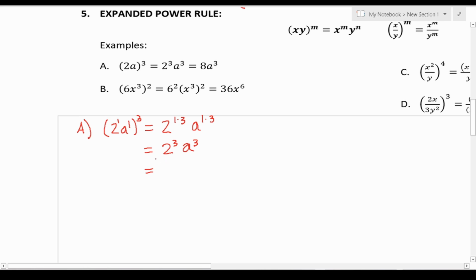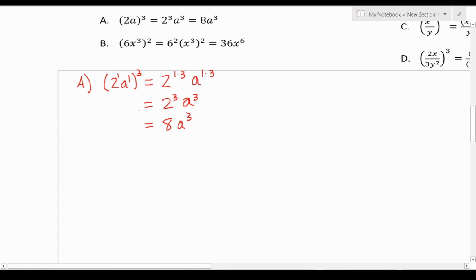2 to the third is the same as 2 times 2 times 2, which we should know is 8. A to the third. Okay? Again, we're just applying the power rule to everything that's in parentheses. Let's look at B real quick.